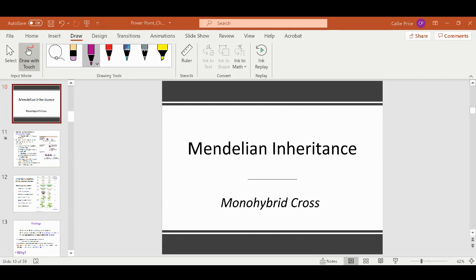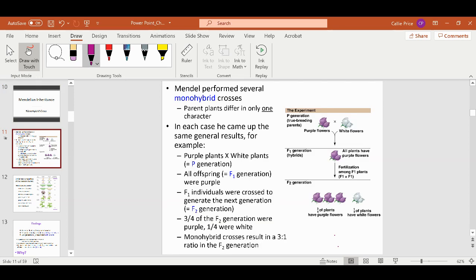In this video, I'll cover Mendelian inheritance patterns, focusing on a monohybrid cross. When Gregor Mendel performed his genetic crosses, we'll focus on the first type that he did, called a monohybrid cross. What does this mean? This means that whenever Mendel chose his parent plants to start his crosses, those plants would differ in only one character.